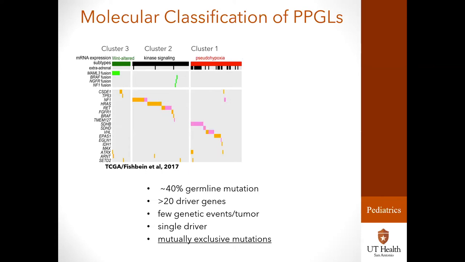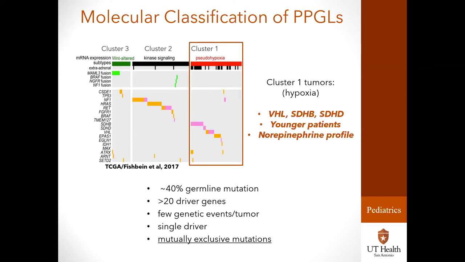So in part, this reflects the fact that in younger patients, the genes that cause pheochromocytoma are almost invariably related to hypoxic events. Mutations in VHL, SDHB or SDHD are the most common ones in these patients. These are tumors that are associated with a catecholamine profile of norepinephrine secretion, and this is the cluster of the youngest group of PPGL patients.